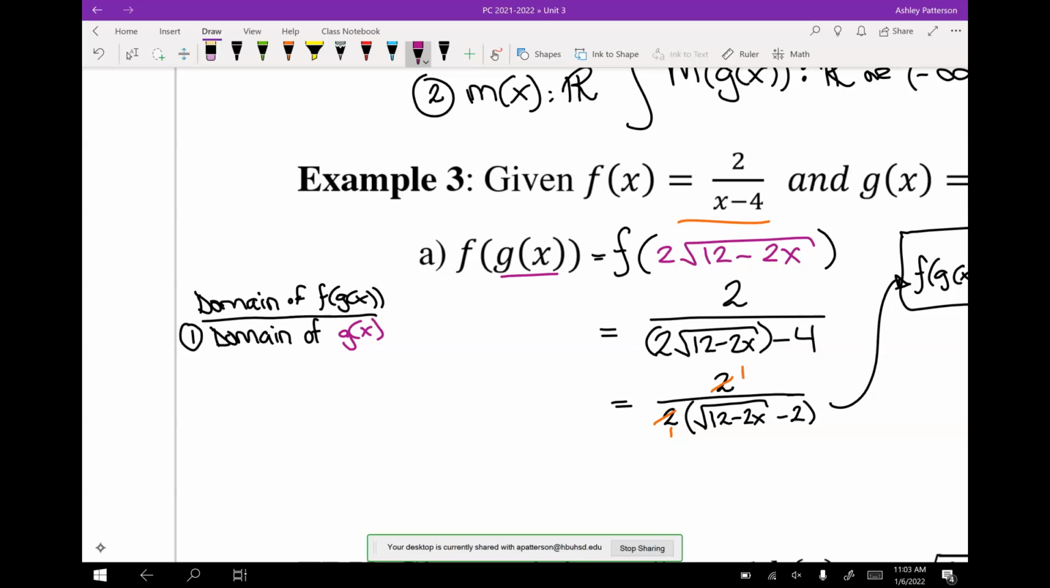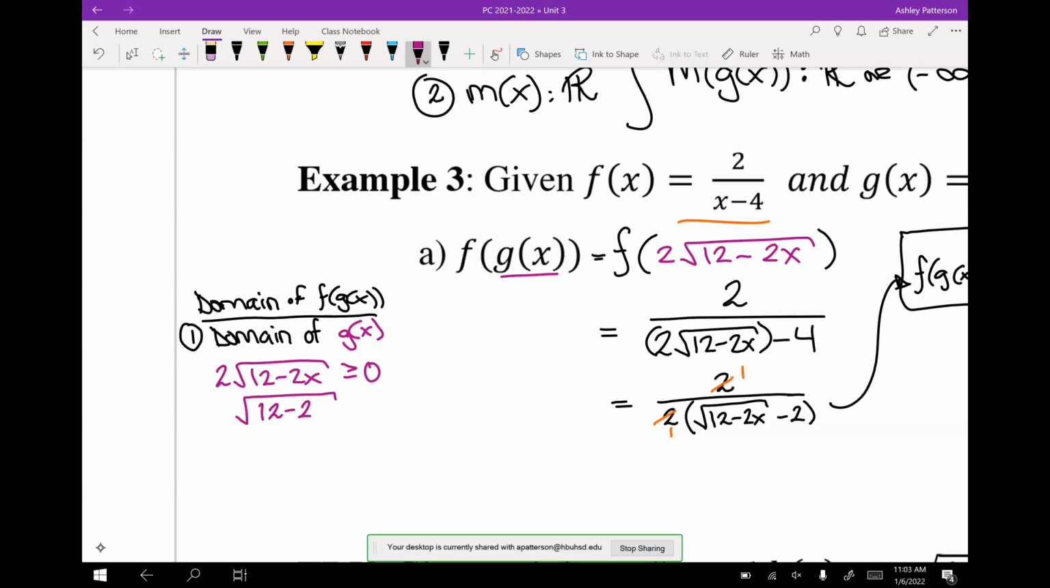G of x is a square root. So we're going to take 2 times the square root of 12 minus 2x and figure out what makes that greater than or equal to 0. It's greater than or equal to 0 because only positive numbers are greater than or equal to 0. So let's divide by 2 on both sides.